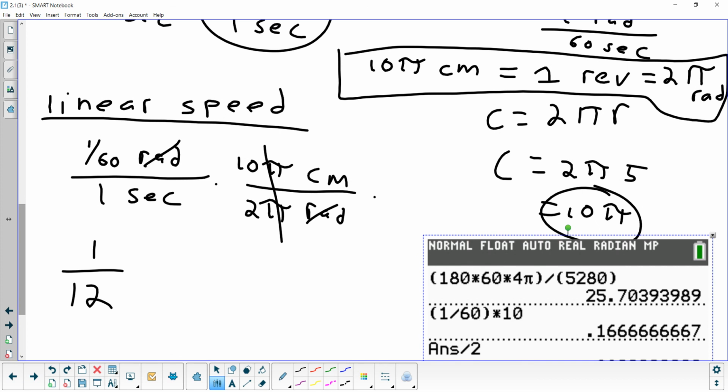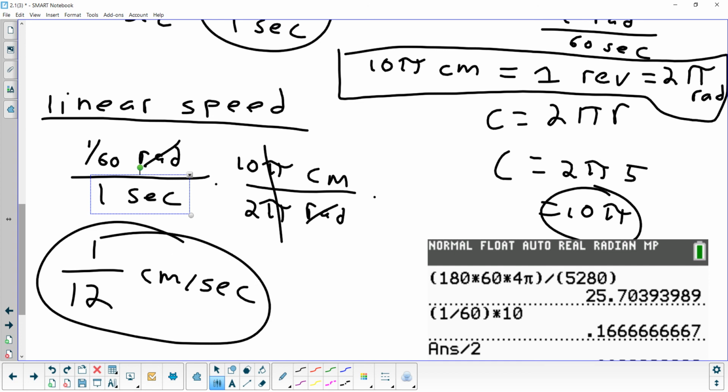1/12 of a centimeter per second. So you think, is that a fast speed or a slow speed? That's really slow. The centimeter is like that big. So you're moving 1/12 of that every second. Very slow. All right, so that's converting between angular and linear velocity.